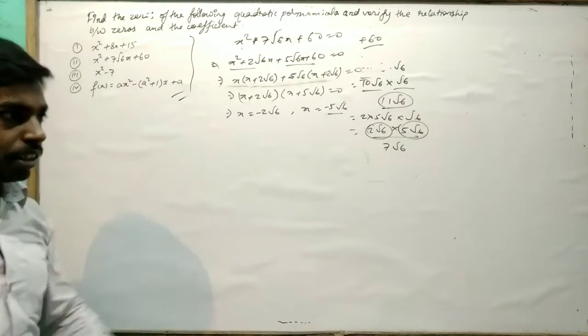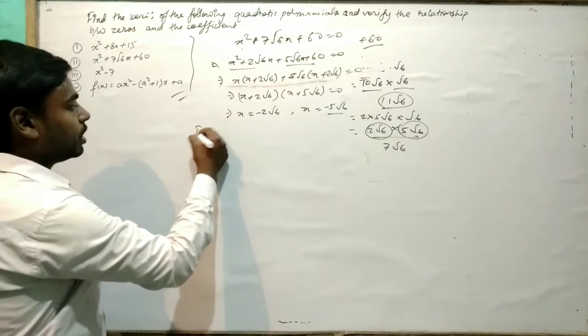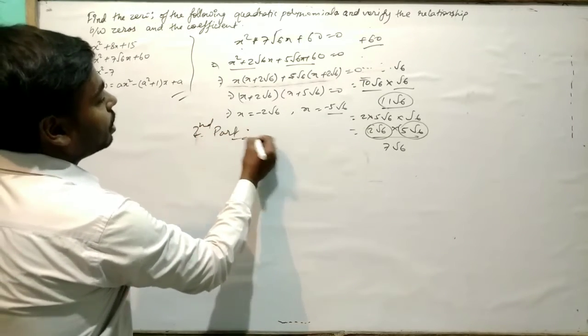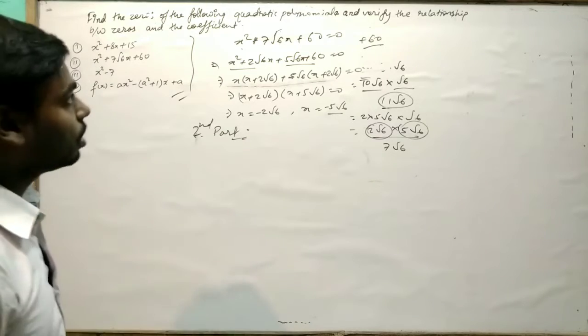Now we have to verify the relationship, the second part, the verification. The verification first is the sum of zeros.